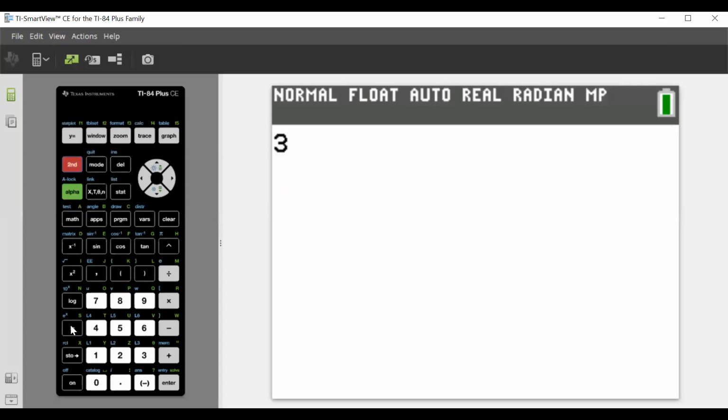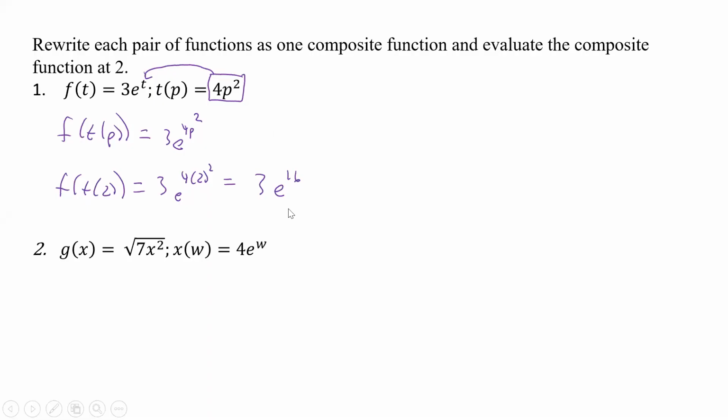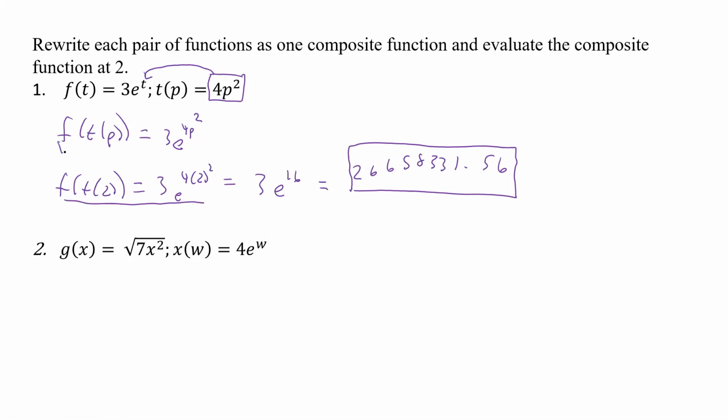3e to the 16. And we get 2665833.156. And so let's go back over here and write that down. Okay, a little crooked, but that's our final value. So that's the evaluation, and this will actually be the whole composite function, and then depending on what our p is, we'll get different things. Okay. All right, so that's all they're looking for us to do here.